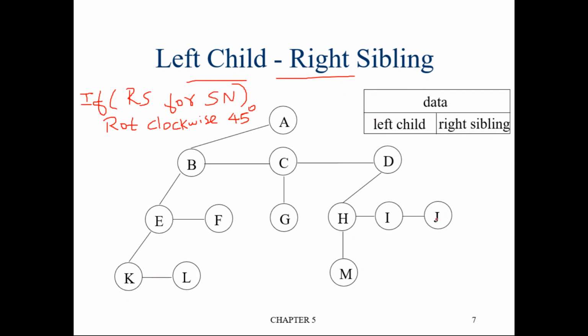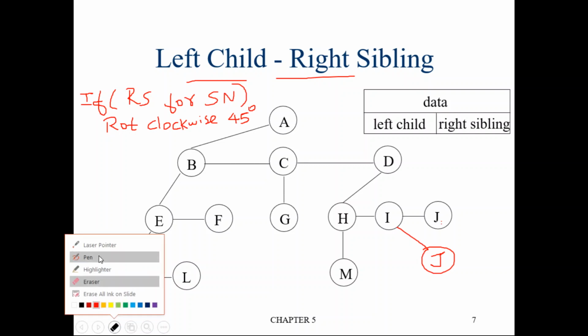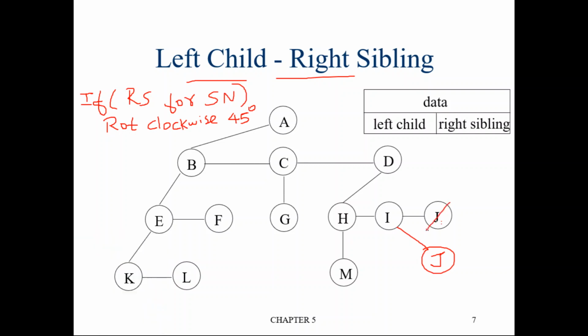So when you rotate J clockwise by 45 degrees, from here it will come to here. So if it comes here, what will it become? It will become the right child of I. So no more J is here, rather J is here. Okay, right. Next you see I.